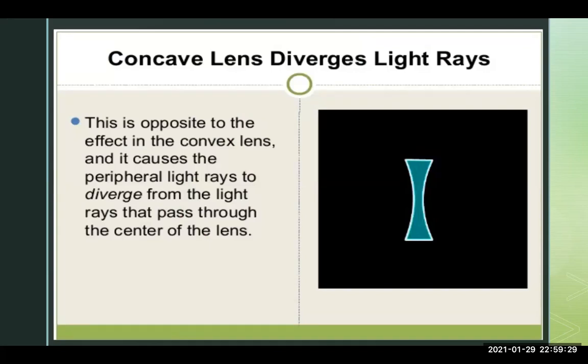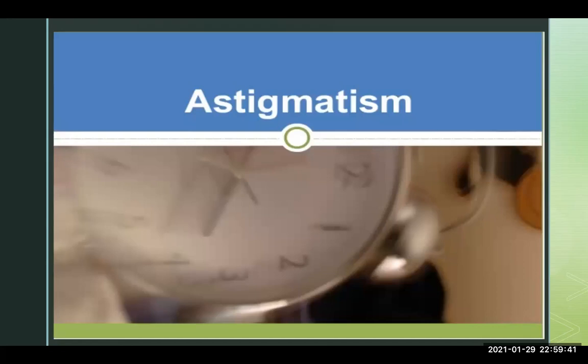This is the opposite to the hyperopia. The convex lens is converging the light rays, while the concave lens is diverging the light rays, according to the principle of refraction. So we have mentioned the hyperopia, myopia, and now we are going to mention the third type of refractive errors, which is the astigmatism.